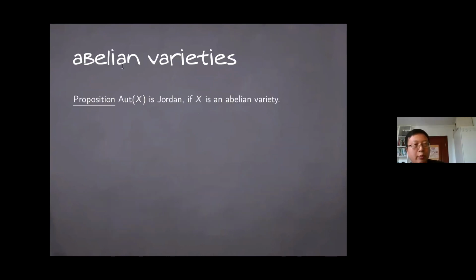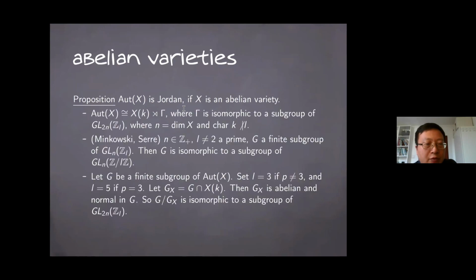Okay, so for abelian varieties, we can show that if X is an abelian variety, then the automorphism group of X is Jordan. The proof is as follows. So first, a classical result on abelian variety automorphisms: it is just translations and a semi-direct product with Gamma. What is Gamma? Gamma is actually the invertible elements of Hom, or the endomorphisms of X to X.